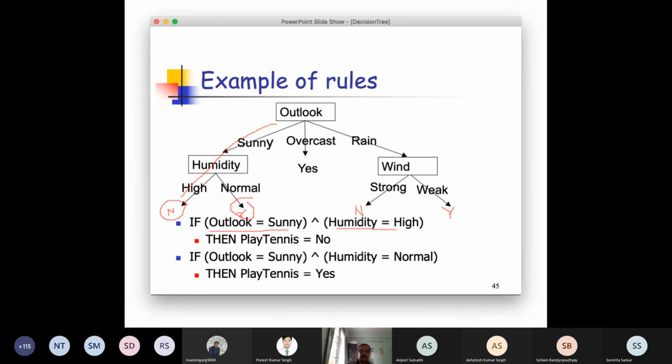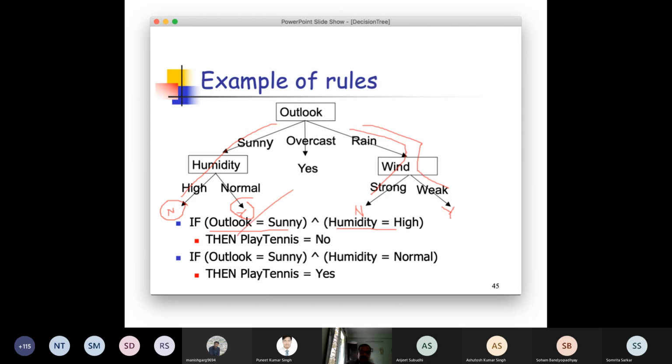So what you should do, you can consider all the set of rules. Similarly, another rule is if outlook equals overcast, then play tennis equals yes. Then if outlook equals rain and wind equals strong, then play tennis equals no, and if outlook equals rain and wind equals weak, then play tennis equals yes. So there are 5 rules. Now you consider each rule, and then you start pruning one of these clauses.